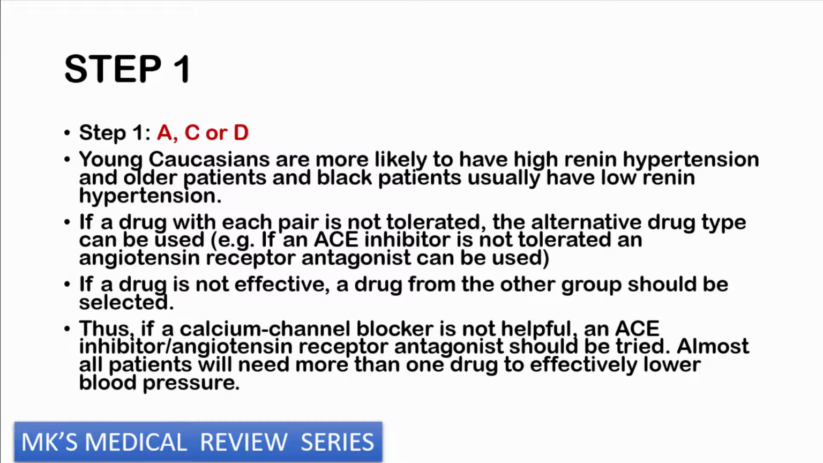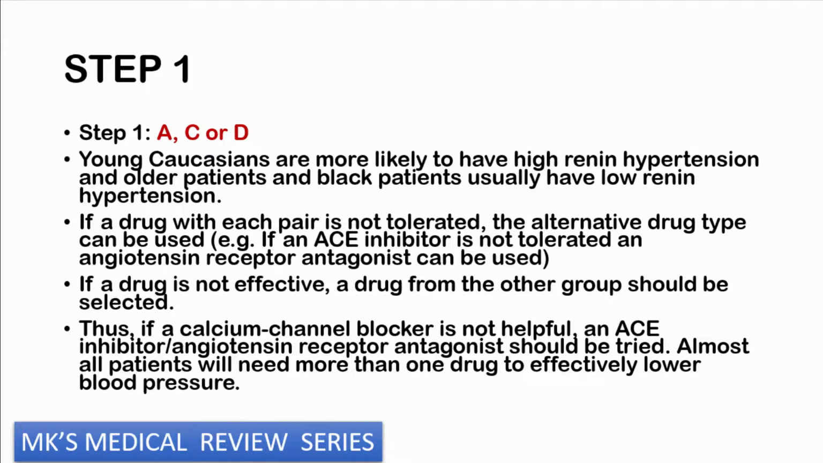Black individuals have low renin concentrations, so it means that black individuals are not going to tolerate drugs that are working on the renin-angiotensin system. So it's better to start them on either diuretics or calcium channel blockers. But then the white individuals can be started on ACE inhibitors or angiotensin receptor antagonists. And of course, if a drug within each pair is not really tolerated, the alternative drug can be used. For example, if someone has side effects from ACE inhibitors, you can give them ARBs as an alternative.